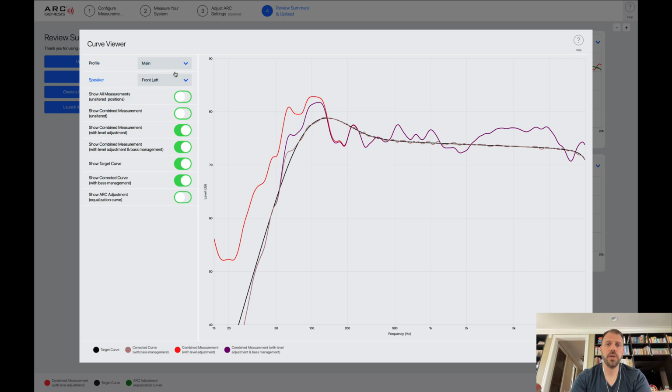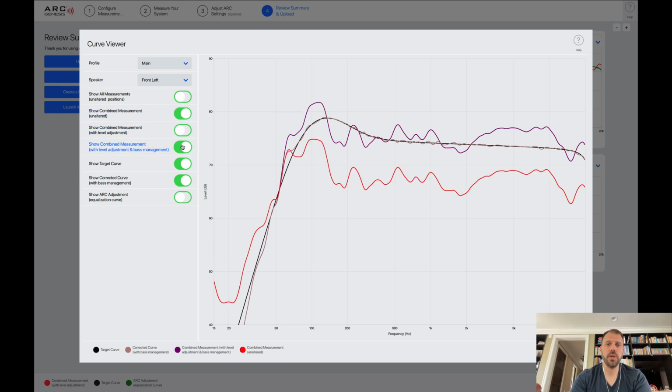We'll take a look at each speaker for this profile. And I'm just going to leave a couple things on here. We'll take a look at the unaltered measurement, the target curve, and the corrected curve that ARC was able to achieve for the room.